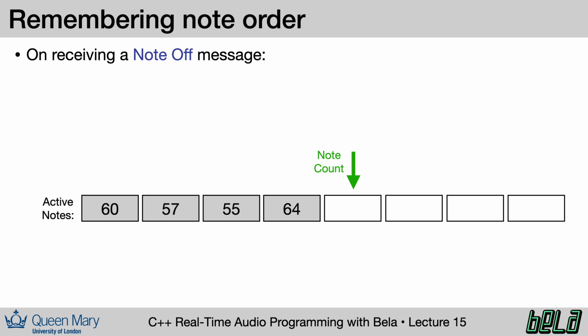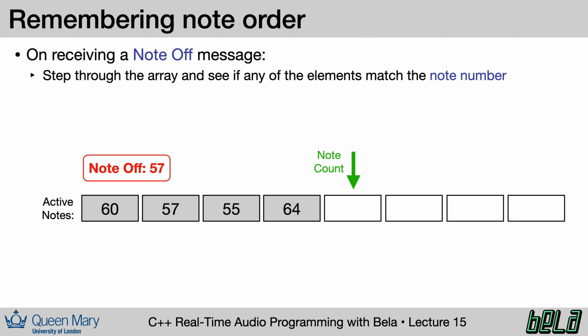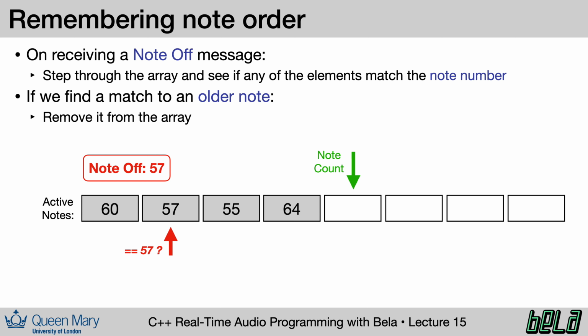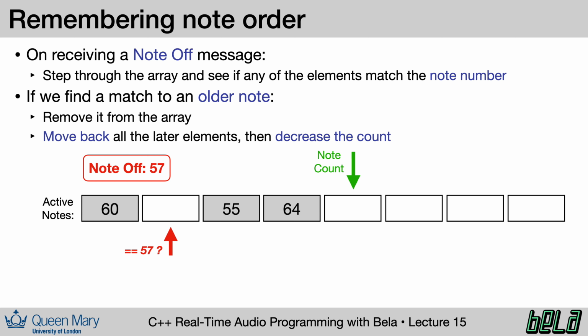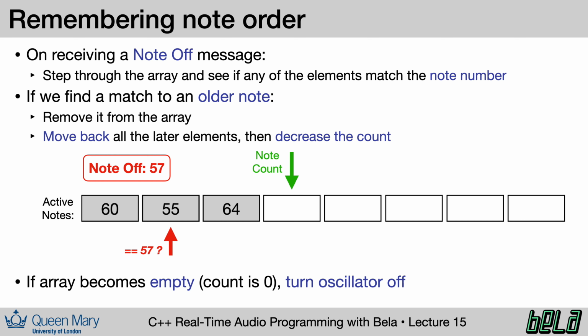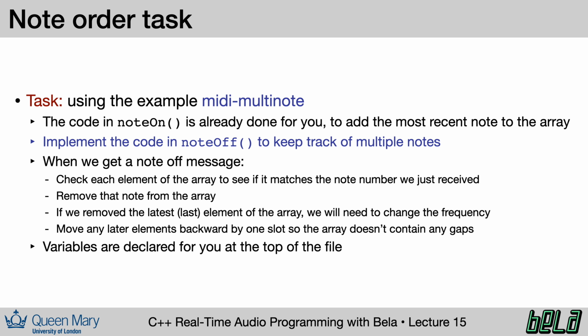Suppose, on the other hand, that we received a note off message and it was not the most recent note, say the note number 57. Again, we're going to step through the array and see if any of these elements match that note number. We'll find a match here, and what we're going to need to do is again remove this note from the array. Now what we need to do is shift all the later elements of the array back so that the array is still contiguous. When we're done with that, we can decrease the total count of active notes. Now, since that was not the most recent note that had been removed, the synth doesn't actually sound any different at this point. It's still playing the most recent note, which is 64. However, if the array eventually became empty and the count was equal to 0, then we should turn the oscillator back off.